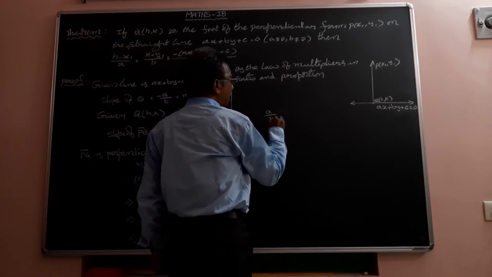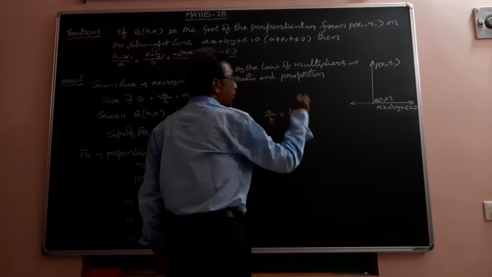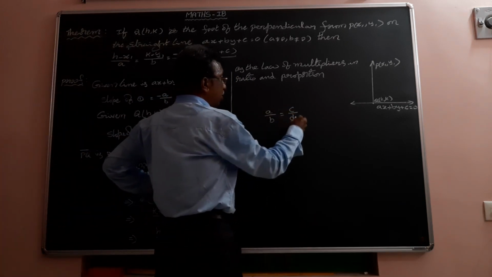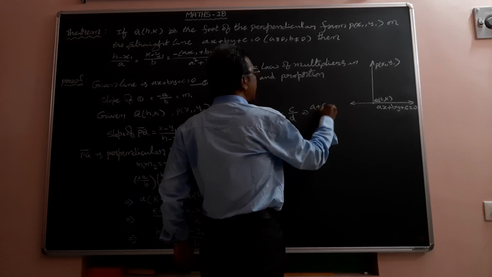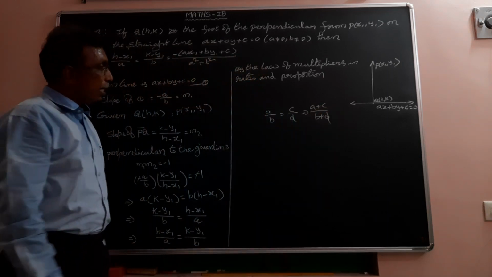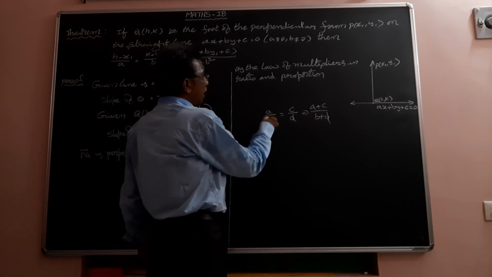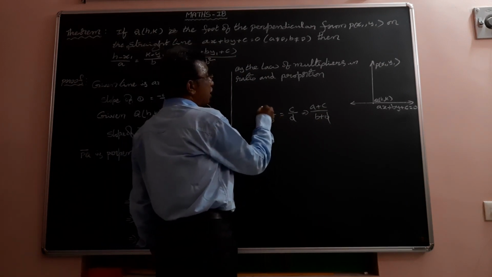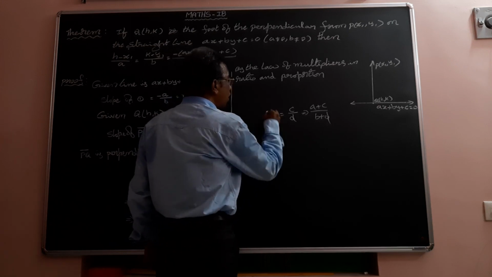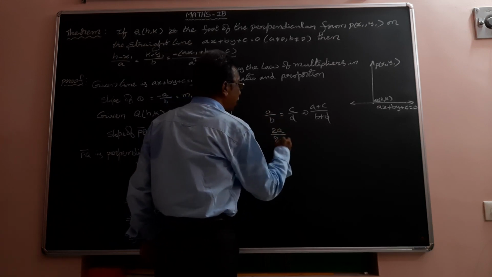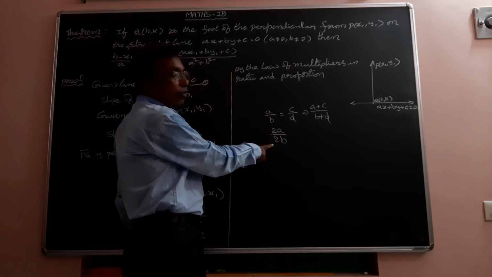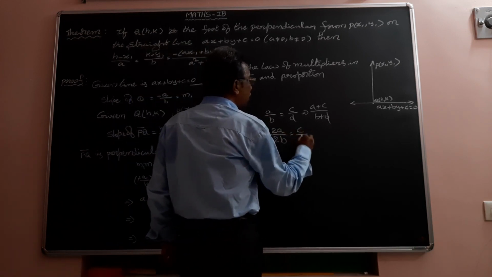Now observe this one. a by b equals c by d. Applying the law of multipliers in ratio and proportion, now we write (a plus c) by (b plus d). Next, any number multiplied with the numerator and denominator gives no change in value. Now write 2a by 2b, 2 is multiplied with numerator and denominator, no change in that value, now equal to c by d.